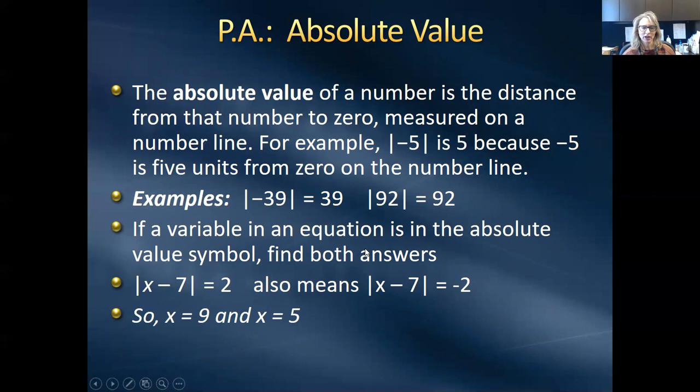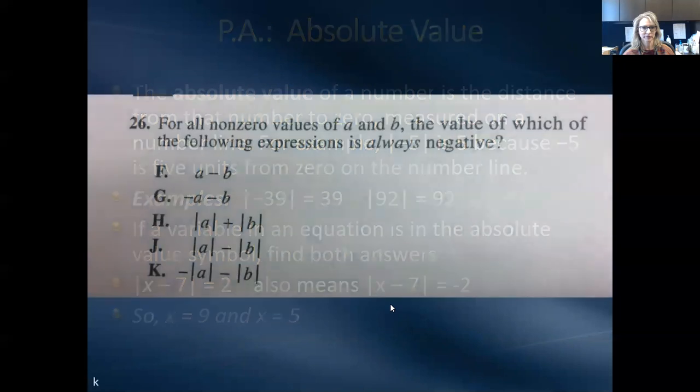So if a variable in an equation is in the absolute value symbol, you have to find both answers. So if you have the absolute value of x minus 7 equals 2, you have to set it equal to a positive 2, and then you have to set it equal to a negative 2 and solve for both. So you get 2 answers, x equals 9 and x equals 5. You can go back and check. 9 minus 7 is 2, so the absolute value of that is 2. And 5 minus 7 is -2, and the absolute value of that is also 2.